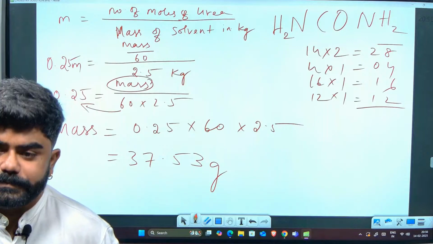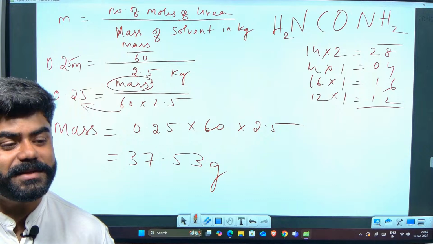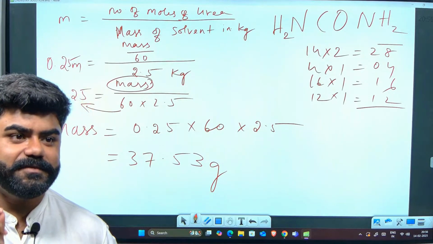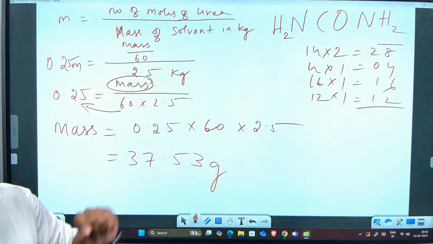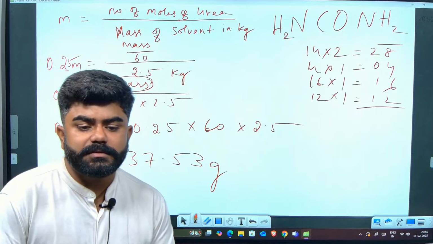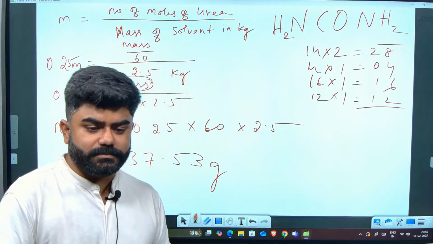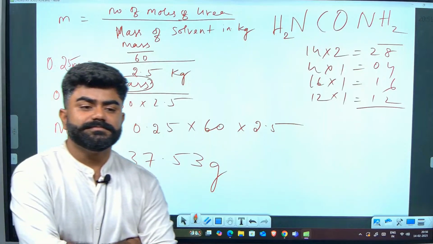All right. So one more question I wanted to do, but then we are running short of time. So just copy this answer: 37.5 grams. Oh, it's a whole number. Okay. I don't know how they got 37.5.